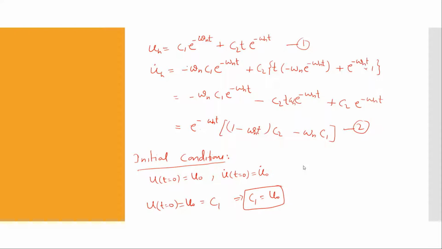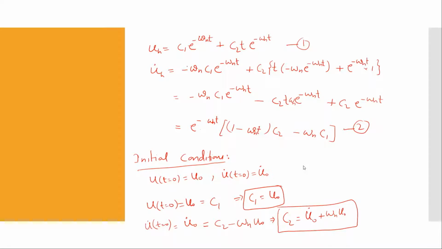And similarly we will put in the second equation, u dot at t equals 0 would be u dot naught equals to, we'll put here t equals 0, it would be 1 minus omega n into t, so 1 minus, that would be c2 minus omega n c1, and c1 we know that is u naught. This implies that c2 would be equal to u dot naught plus omega n into u naught. So we found c2 also.